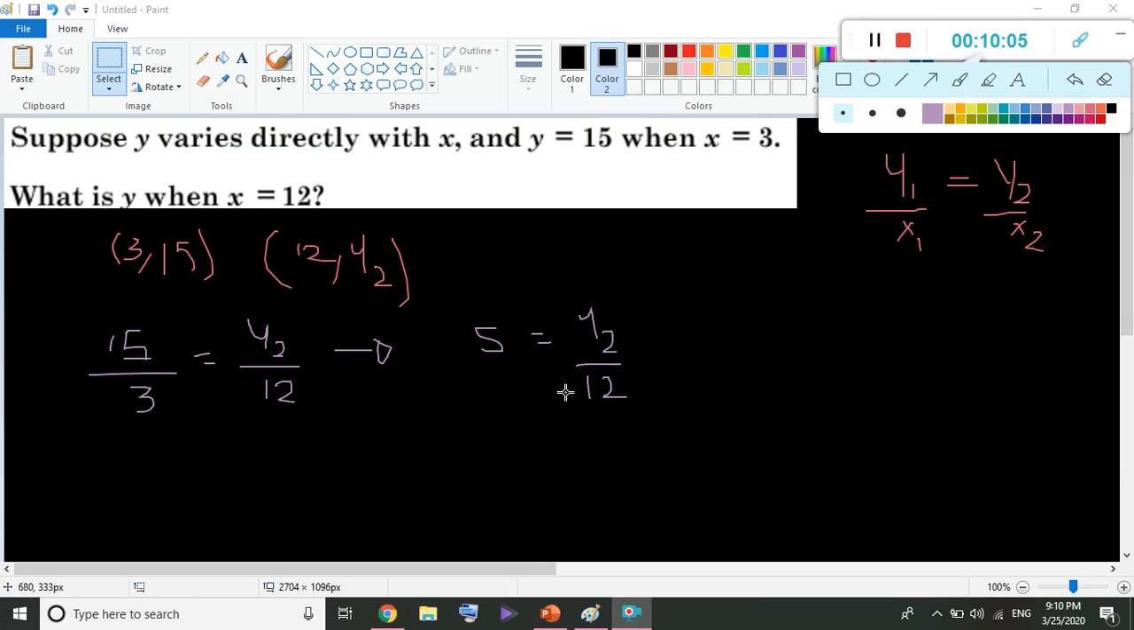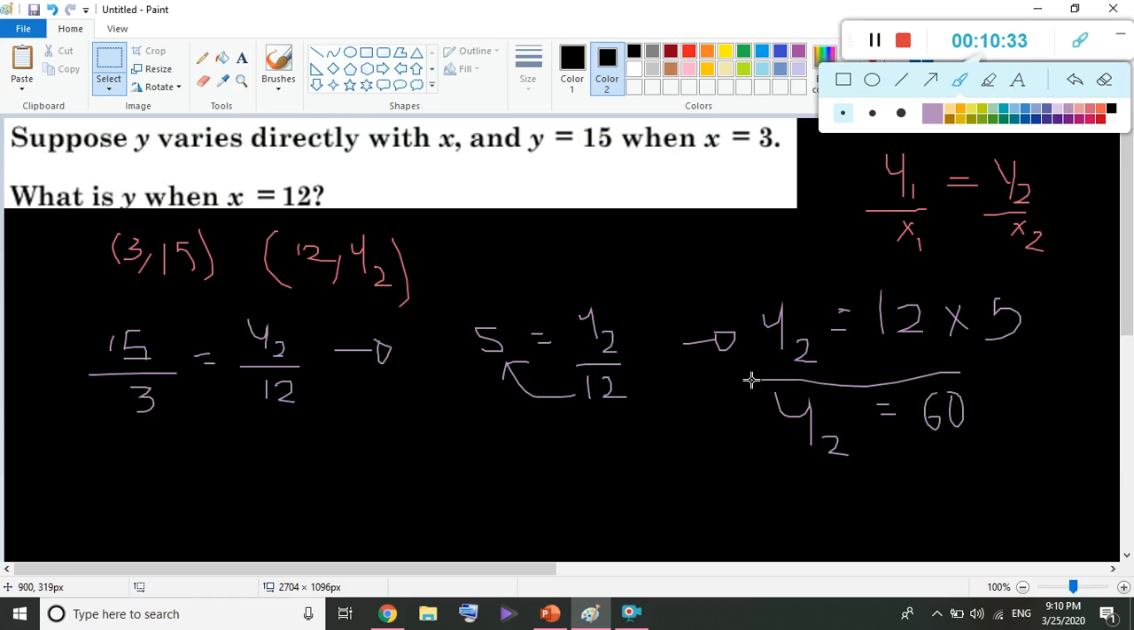So instead we're just going to multiply 12 by 5. It's going to be y2 equals 12 times 5. So y2, using the calculator, is going to be equal to 60. So y equals 60 when x equals 12.